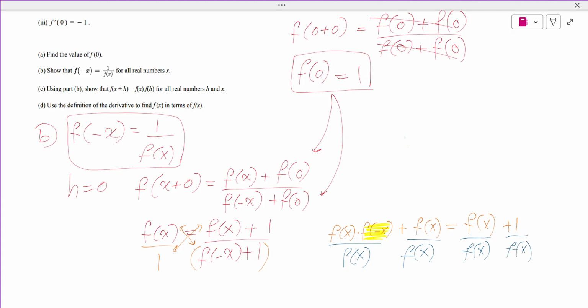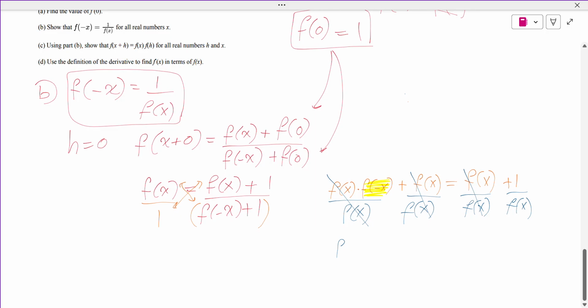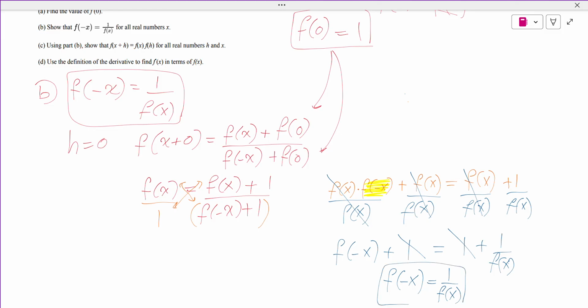So if we do this, what do we get? We get these two will cancel, these two will cancel, these two will cancel, right? So we've got f of minus x plus 1, f of x over f of x is 1, equals 1 plus 1 over f of x. We cancel the 1 and the 1 from both sides, so we end up having f of minus x equals 1 over f of x, and this is what the question is asking us to do. F of minus x equals 1 over f of x.